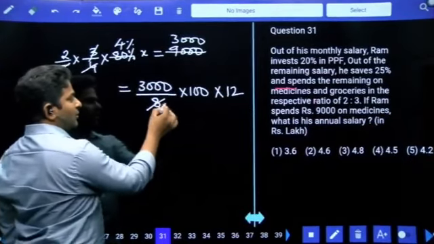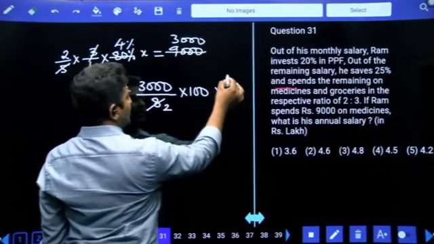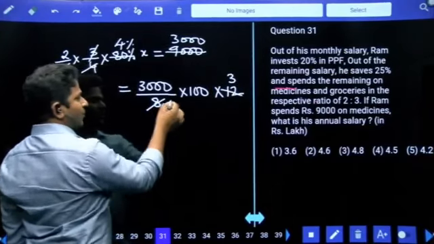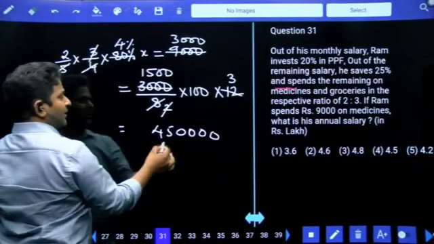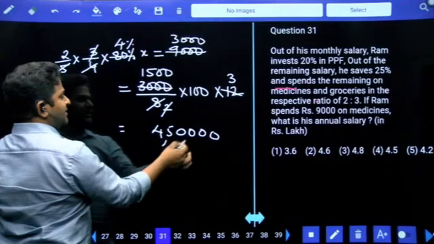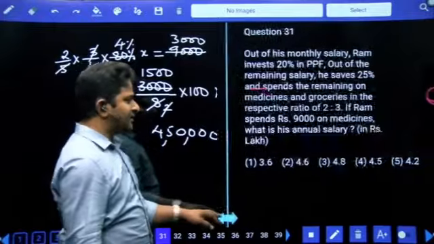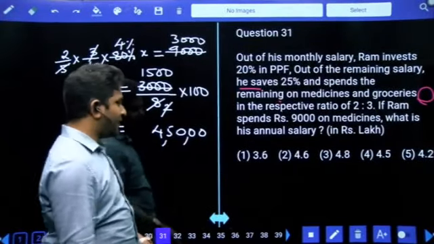4 2 times, 4 3 times, 2 15 times, otherwise don't touch this, 2 1,500 times. How many zeros are there? 4 zeros are there. 15 3 times 45, that is equal to 4,50,000. 4.5 lakh is our answer, fourth option. Next.